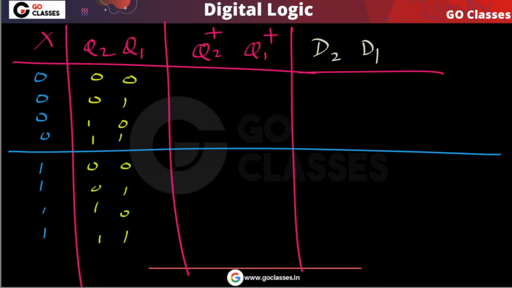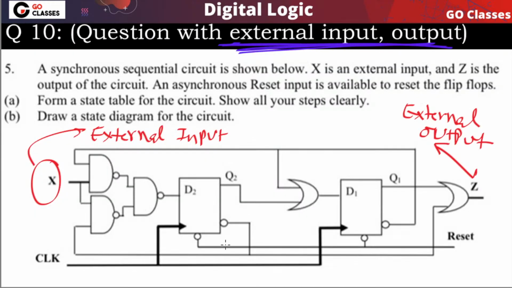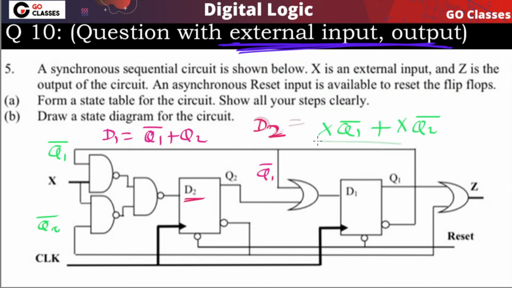And then what you will have? From this you can find the D2. Remember what D2 is: you can take x out. So I can say D2 is basically x into q1 q2 bar. You can think like this: x q1 q2 bar.